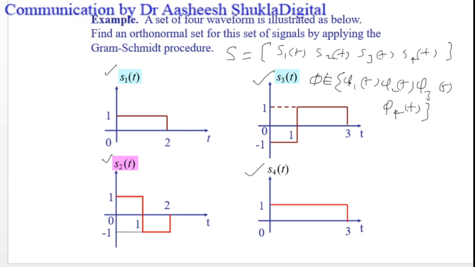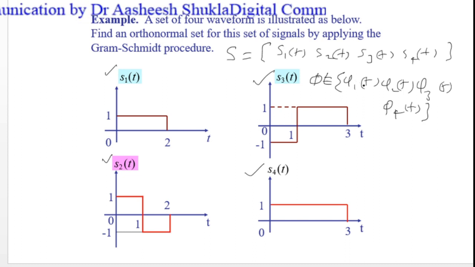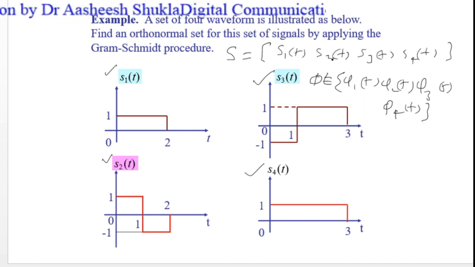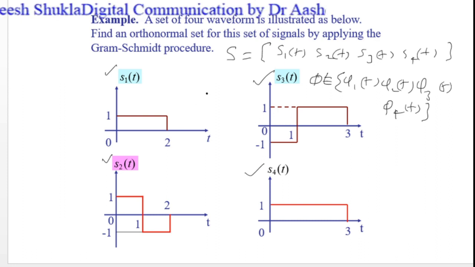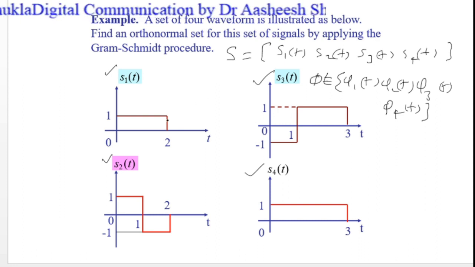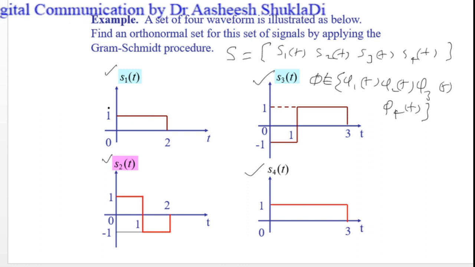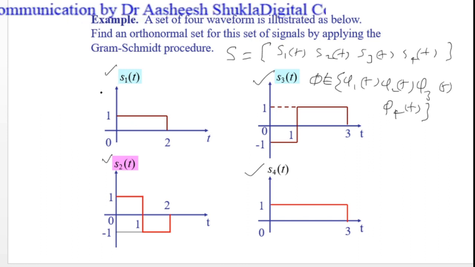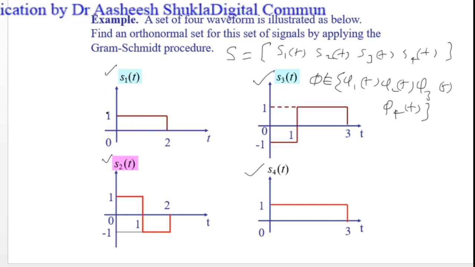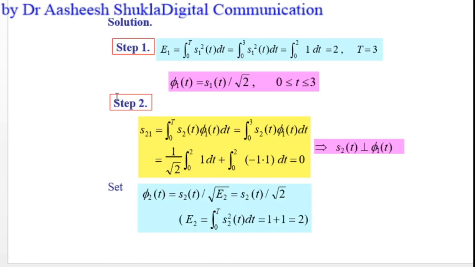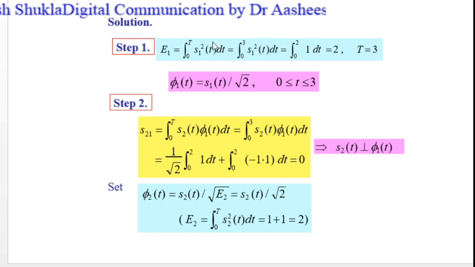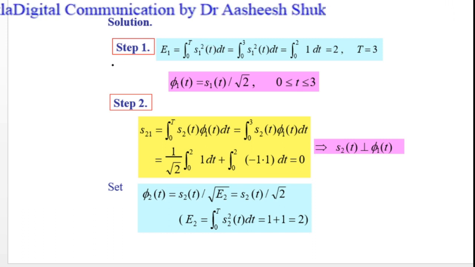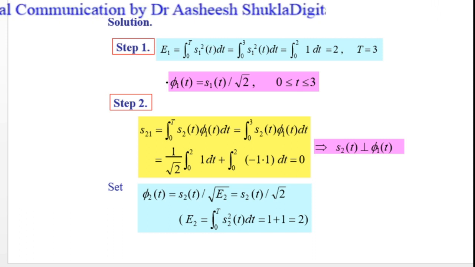Definitely we will calculate phi 1(t) with the help of S1(t), phi 2(t) with the help of S2(t), and phi 3(t) with the help of S3(t), and so on. And the whole process we have already discussed. So now we can start: with the help of S1(t) we have to calculate phi 1(t). This is our step 1, in which we are going to calculate phi 1(t).